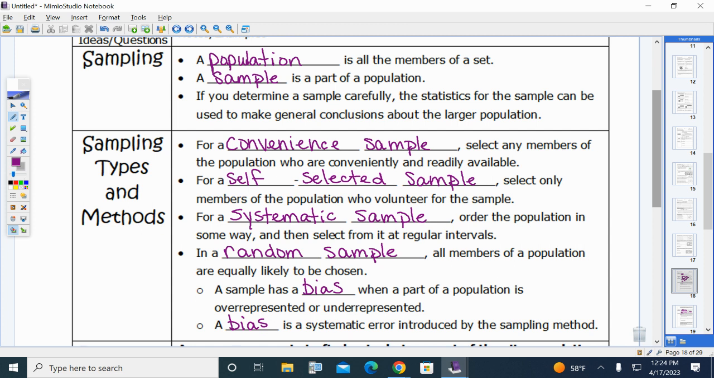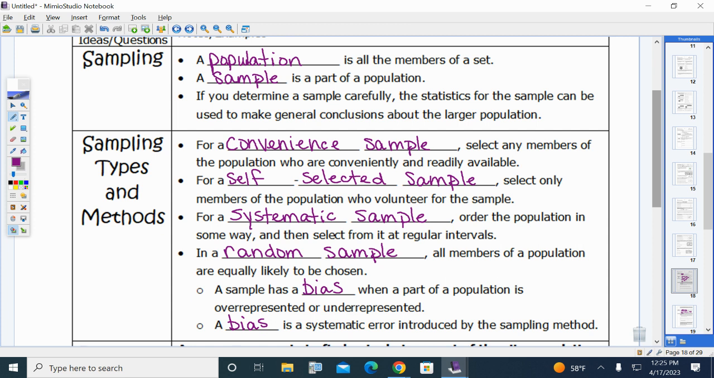So for convenience, it's all about easy. I'm going to conduct a survey, maybe I'm going to pick one spot and I'm not going to go anywhere else. Self-selected samples are those where you are asked to complete a survey, like if you go through a line at Kroger maybe, and on the bottom of the receipt, they ask you to complete a survey. That would be self-selected. Systematic is at regular intervals. So like every 10th person is questioned, every 50th person is questioned, that kind of thing.